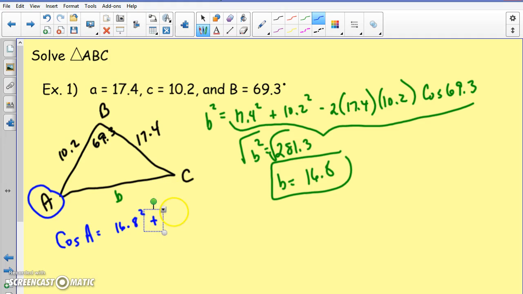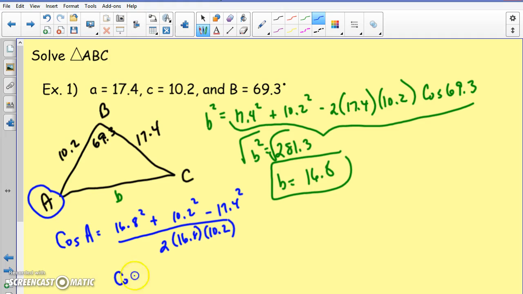plus my c squared minus my a squared over 2 times the b times the c. Okay. Now you can punch all this into our calculator at one time. Okay. So we can go ahead and simplify the top first. Okay, so if you type in 16.8 squared plus 10.2 squared minus 17.4 squared, it gives us 83.52.